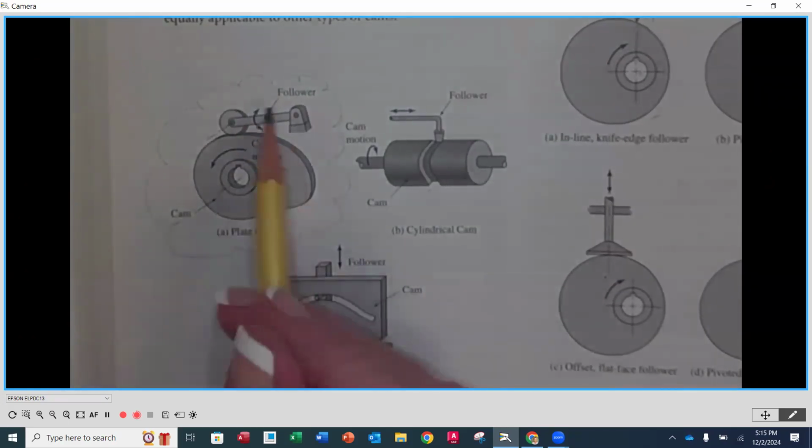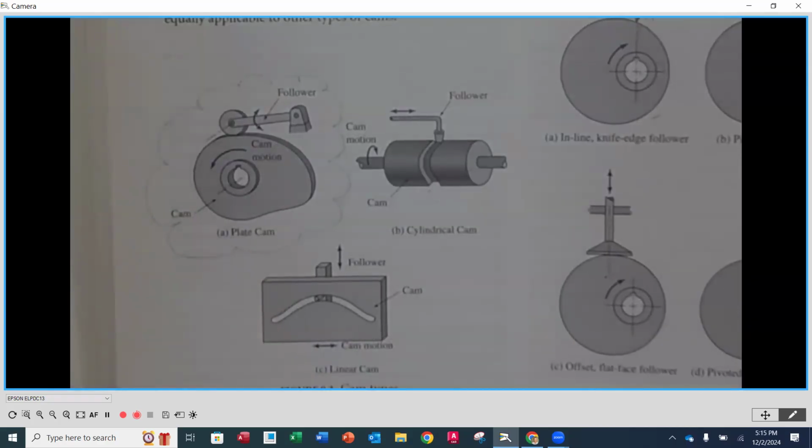So a very common application of a cam and a follower arrangement. Again, the cam is always going to be our input. The follower is going to be our output. As we look to the right here, this is a cylindrical cam. So a little bit different arrangement, actually a lot different arrangement.